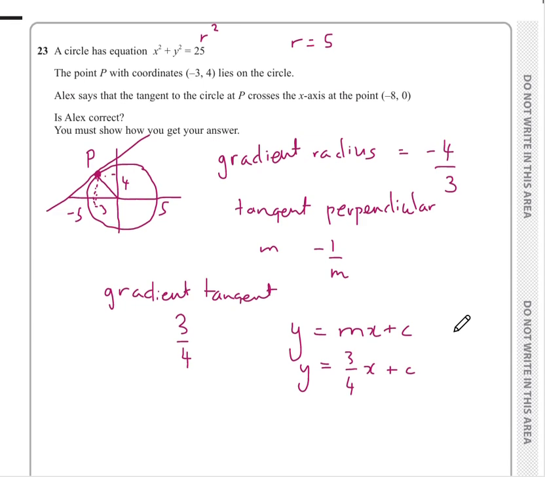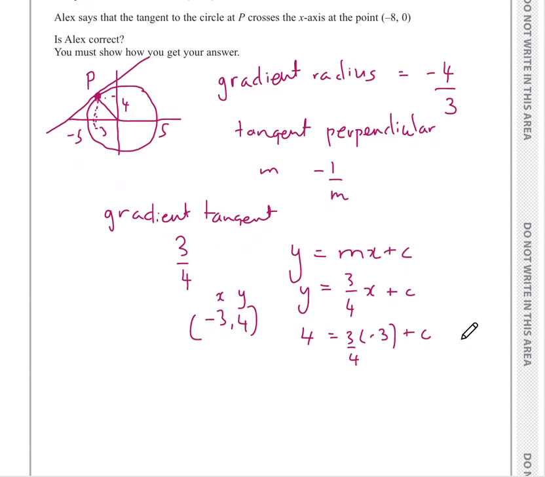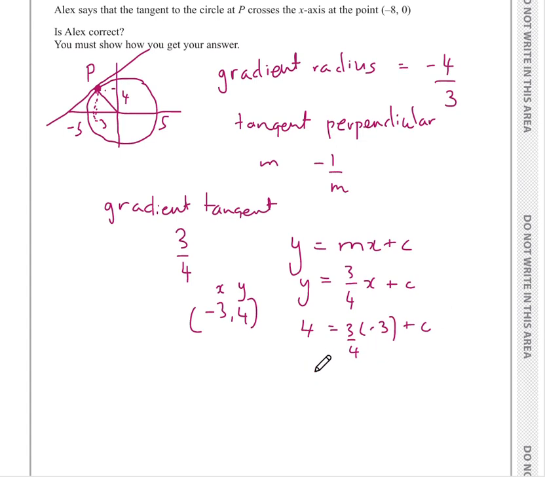We need to work out the value of c, so let's substitute in our point. Our point is (-3, 4). That's the x coordinate and the y coordinate. So if we substitute those in, we're going to have 4 is equal to 3/4 times -3 plus c. And we need to rearrange that. And that should give us c is equal to 25/4. Okay, so let's put that all back together. So the equation of the tangent is going to be y equals 3/4 x plus 25/4.